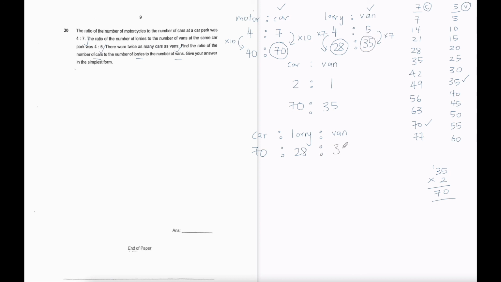So what we need to do now is simplify. So I'm going to divide by 5. Oh wait, I can divide by 7. Let's divide by 7 for everything, okay? So 70 divided by 7 will be, sorry, it's 10. So 28 divided by 7 is 4. And 35 divided by 7 is 5. And that will be my answer.